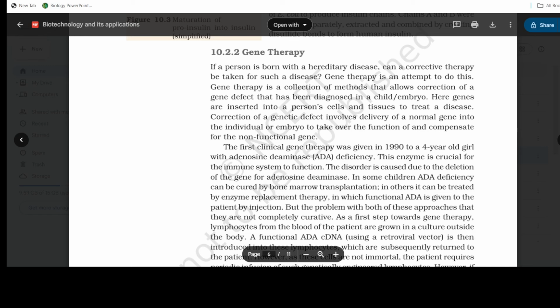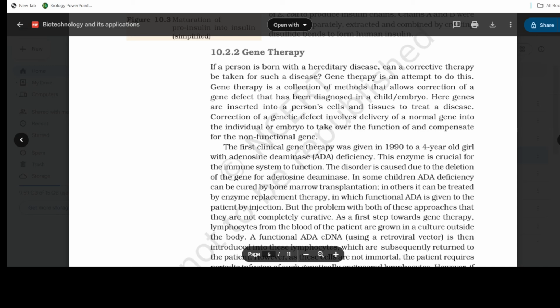Please learn the term adenosine deaminase deficiency. Let's learn this in detail. It will help you for answering some other questions. This enzyme is crucial for the immune system to function. The disorder is caused due to the deletion of the gene for adenosine deaminase. You got it? What is the reason for the deficiency? It is due to the deletion of the gene for adenosine deaminase, the enzyme.